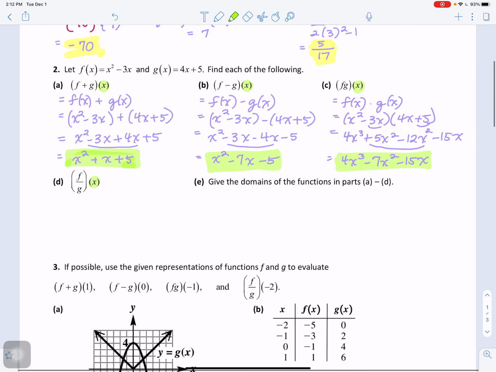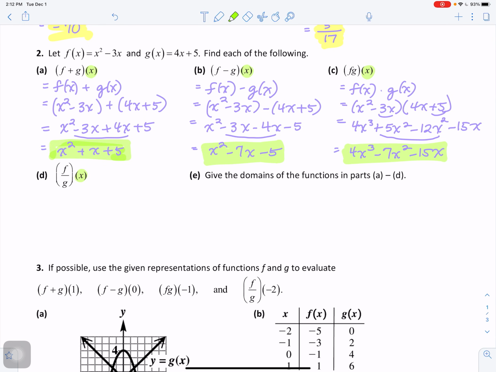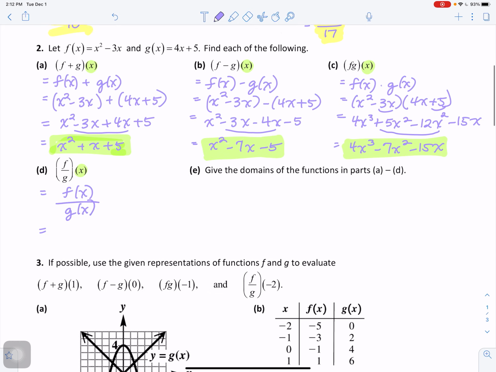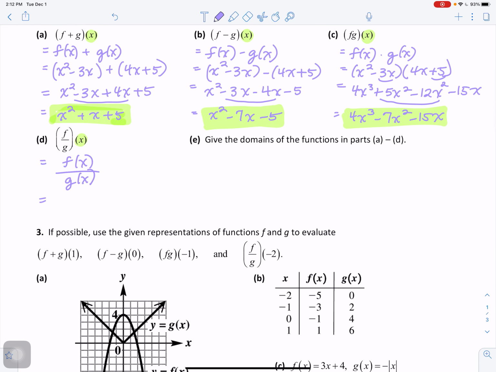Okay, now we have to talk about the domains. And so we still have f over g of x. Okay? Let's do that first. F over g of x is defined as f of x divided by g of x. And you're going to like these because we just write f of x in the numerator and g of x in the denominator. And that's all we have.